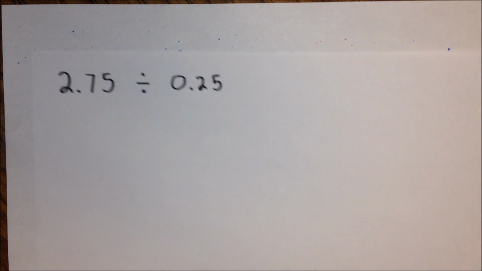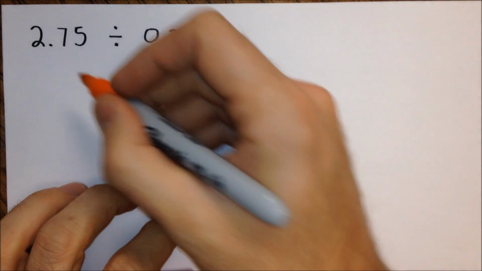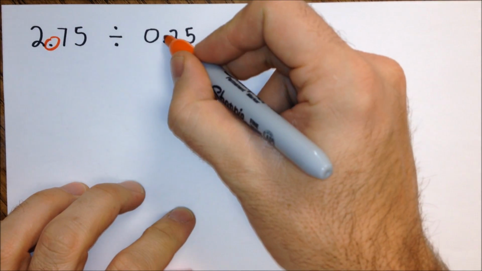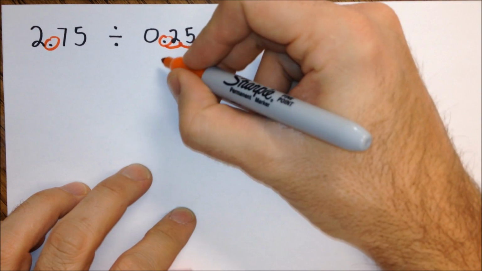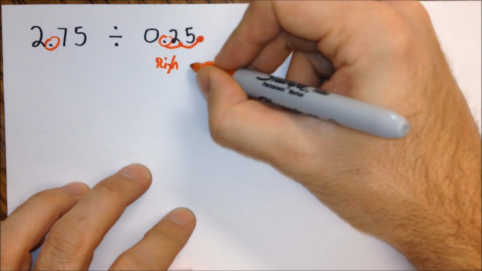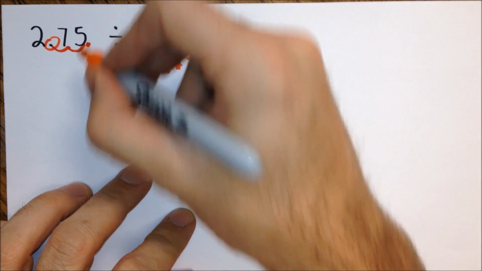But first, let's work on a problem and see how that problem plays out if we think about this principle. So we got 2.75 divided by 0.25. If I want to divide these, then I want to move the decimal places of both numbers until they become whole numbers. So I'm going to take this decimal point and move it to the right 2 spots. Notice I moved it to the right 2, and so that means this one I'm going to move to the right 2 also.